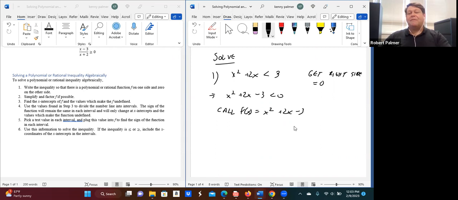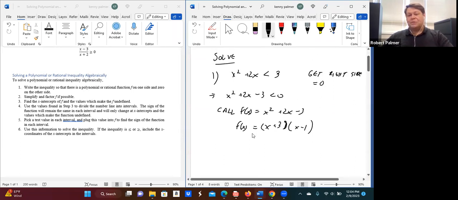Now we'll also simplify and factor it if we can. And this one does factor into x plus 3 and x minus 1. That's our next step. Now, find the x-intercepts and values which make the function undefined. These are important because this is where the function can change signs. I want to find the zeros or the x-intercepts and also the places where it's undefined. This is where the function can change signs. Okay, and we'll see that.